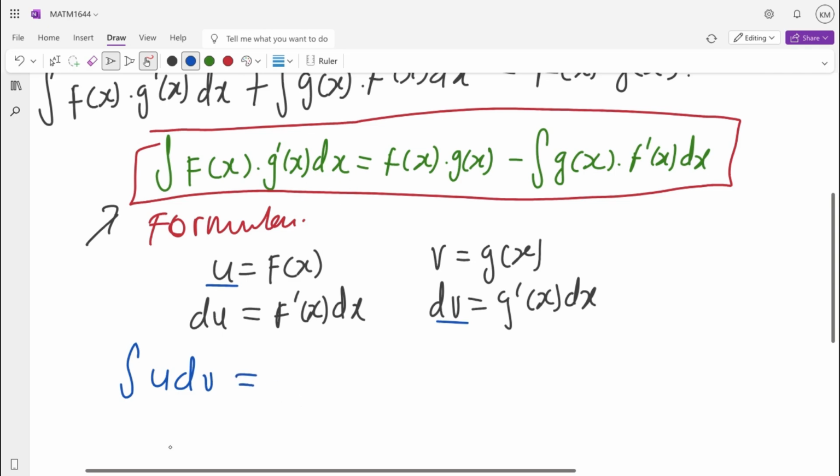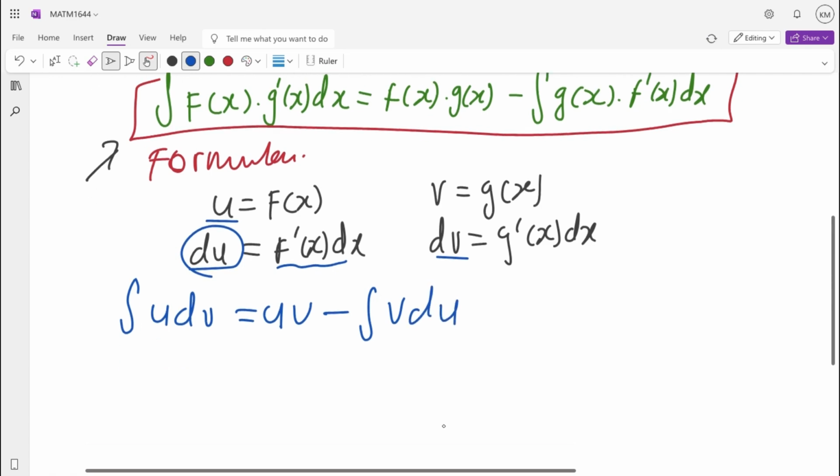So this should be equal to, now what is f of x? On my right hand side I have f of x times g of x, and I know my f of x is u, so I'm going to have u, and g of x is v, so it's uv. Then minus, now I have my integral sign. Then I know my g of x is v, so I'm going to have v times f prime of x dx, where f prime of x dx is basically your du right there. So I'm going to have v du.